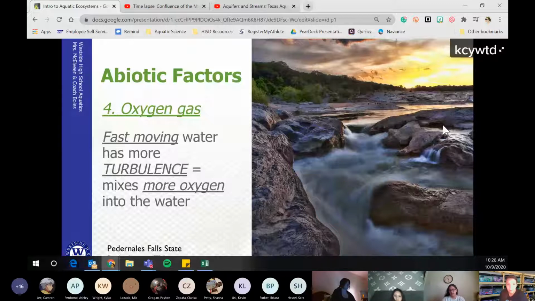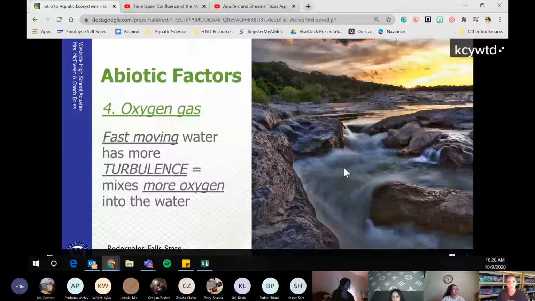People go whitewater rafting on the rapids. And during that, you see the white caps in the water. That's how oxygen is getting mixed in. Waterfalls do a great job of adding oxygen into the water. You can see here, this is the Pedernales Falls State Park in Austin, Texas.